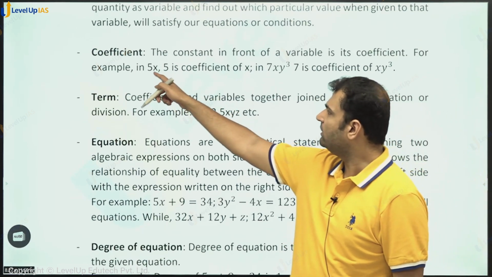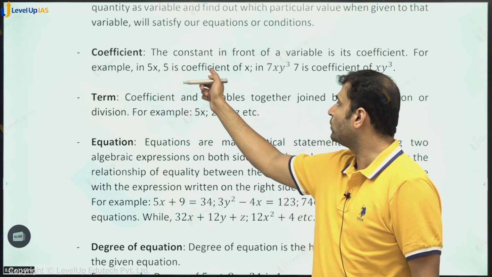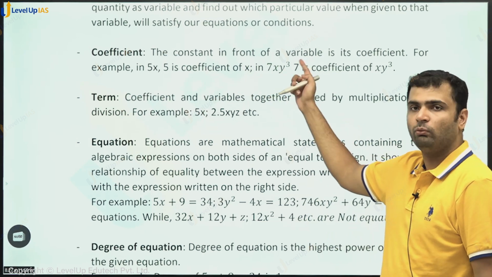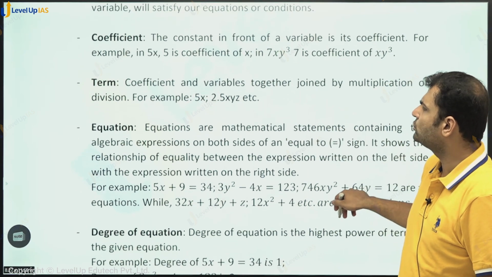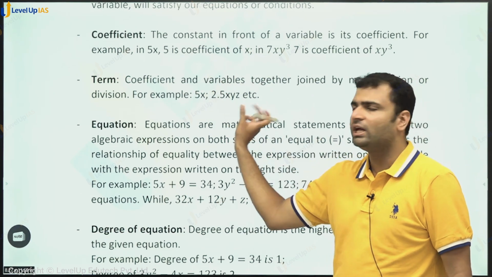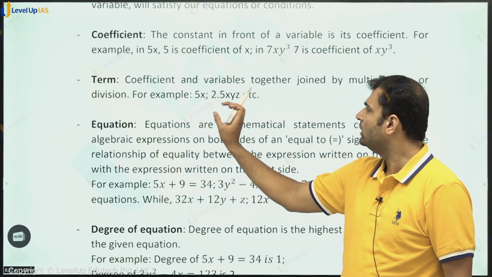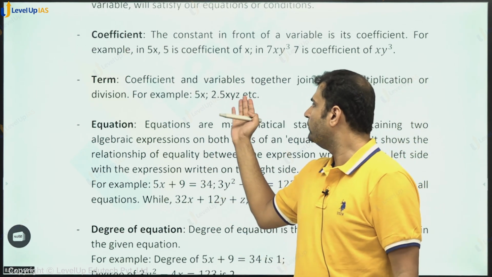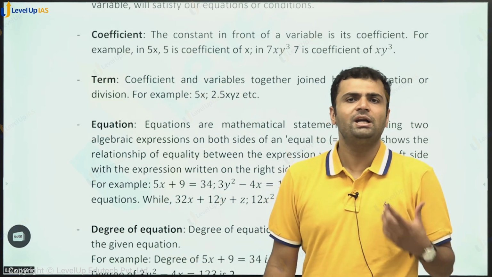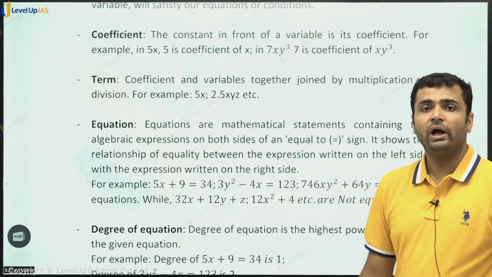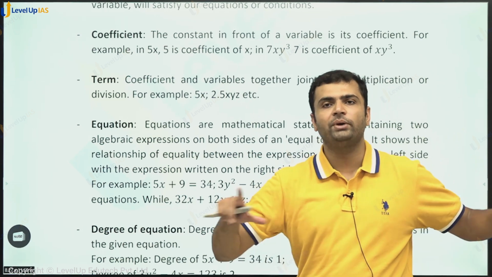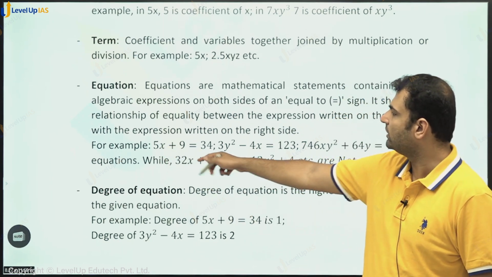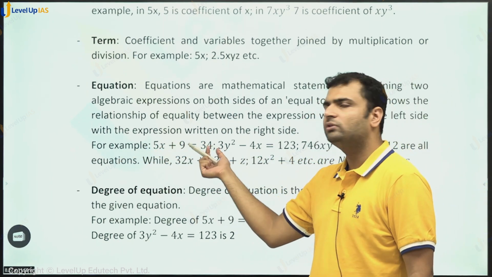For example, in 5 into x, this is 5x, 5 is the coefficient and x is the variable. 7xy cube, 7 is the coefficient, x and y are variables, and so on. Term, coefficient and variables together, it's called a term. So 5x is a term, 2.5xyz is another term. Term means these are variables and constants joined together by multiplication or division, right? So addition and subtraction symbols will separate the terms. For example, here 5x plus 9 is equal to 34. So 5x is one term, 9 is another term, 34 is the third term.